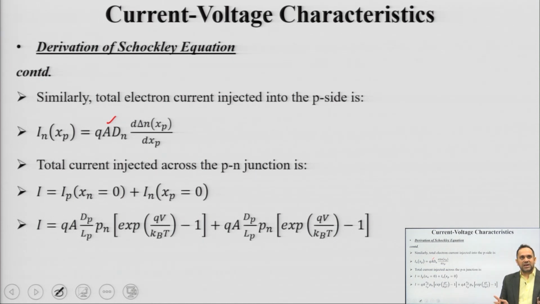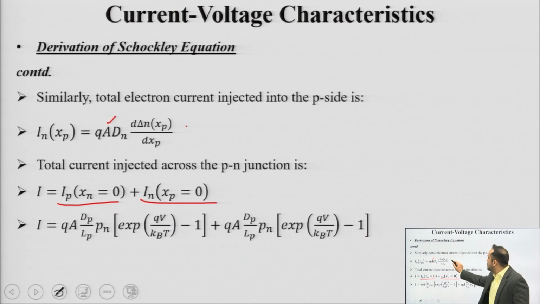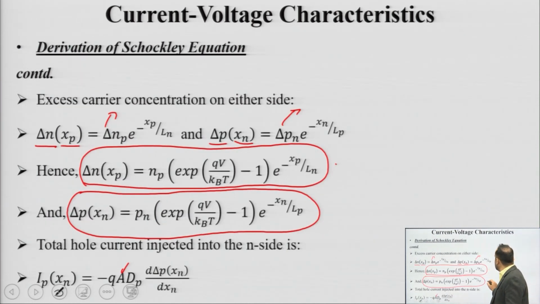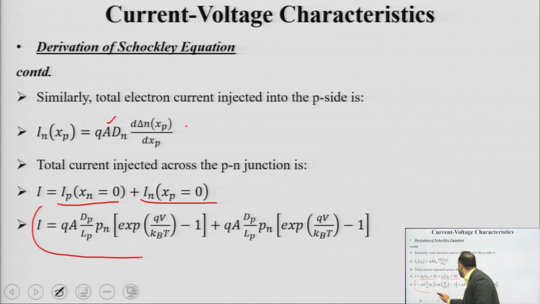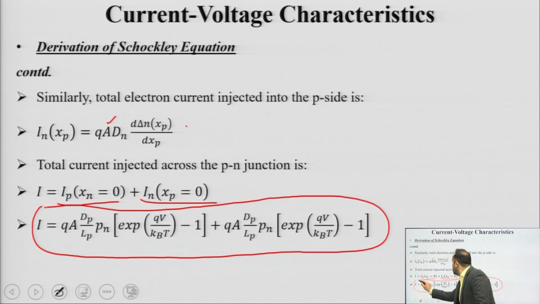So, total current injected across the p-n junction, holes from p to n, electrons from n to p, is equal to hole current at x n equal to 0 plus electron current at x p equal to 0. So, these two equations will be differentiated, this with respect to x p, this with respect to x n. Whatever comes, you put x n equal to 0 and x p equal to 0, and this is the final expression you are going to get. Okay. This is the total current across a p-n junction.